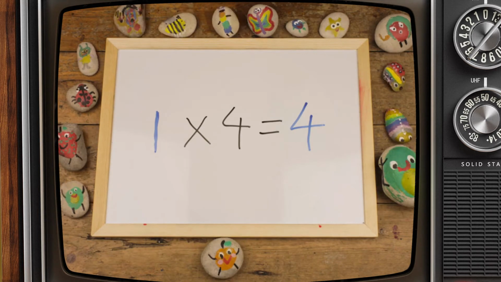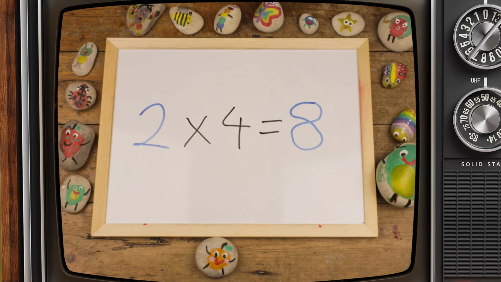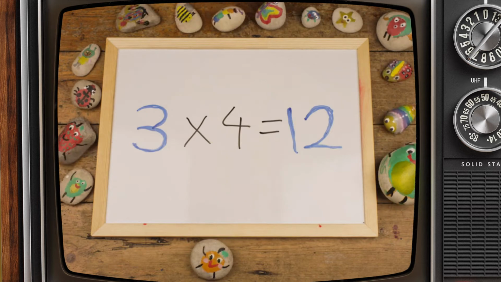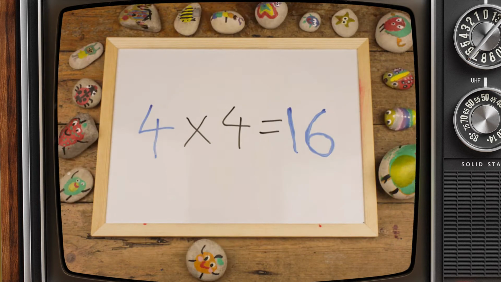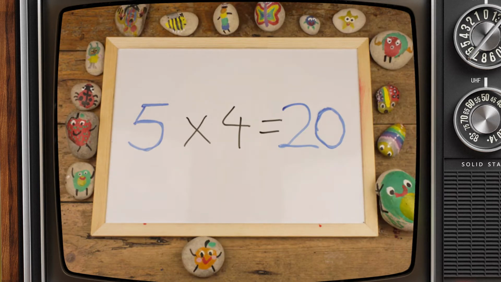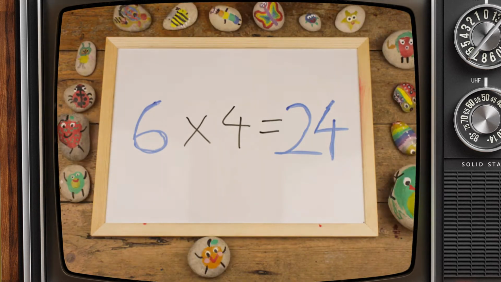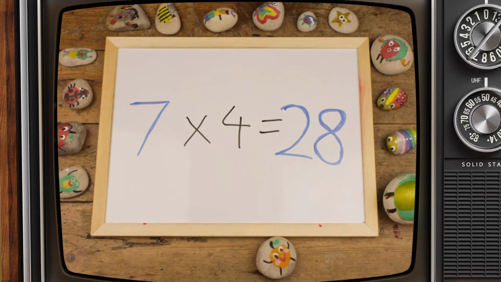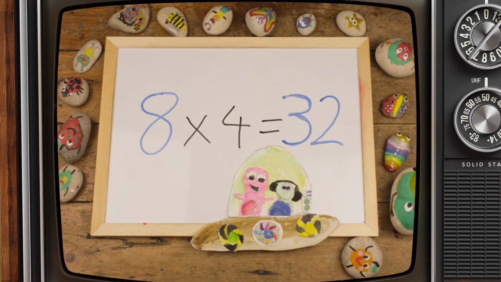1 times 4 is 4. 2 times 4 is 8. 3 times 4 is 12. 4 times 4 is 16. 5 times 4 is 20. 6 times 4 is 24. 7 times 4 is 28. 8 times 4 is 32.